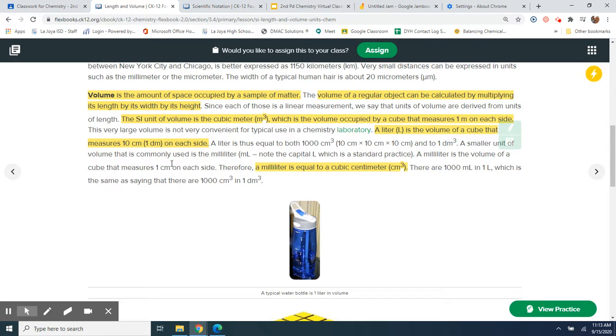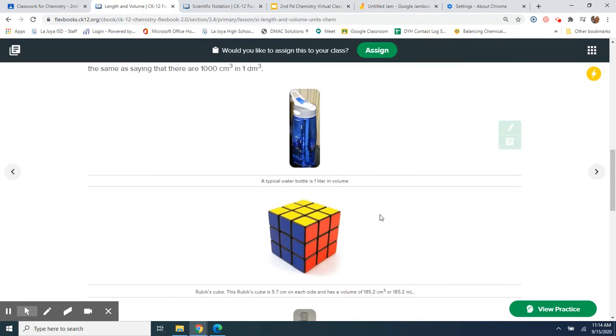We also talk a lot in terms of milliliters versus liters. Always remember that the L in liters should be capitalized. Please remember that a milliliter is equal to a cubic centimeter, and that's cm to the power of 3, as you can see there. If you have a water bottle, normally it's 1 liter in volume.